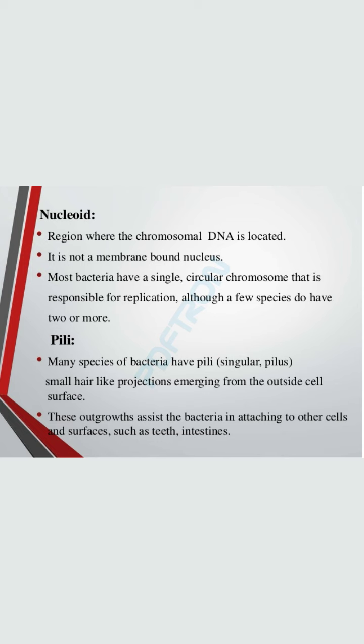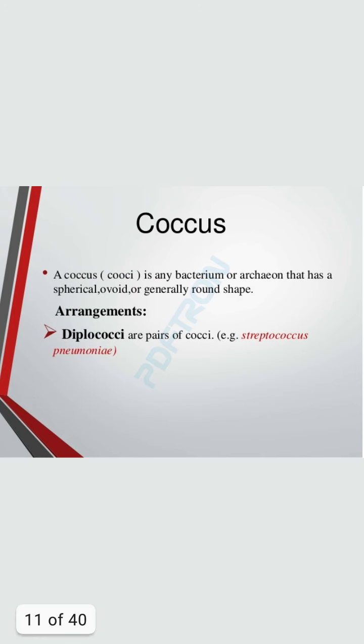Many species of bacteria have pili, singular pilus, smaller hair-like projections emerging from the outside cell surface. These outgrowths assist the bacteria in attaching to other cells and surfaces such as teeth and intestines.